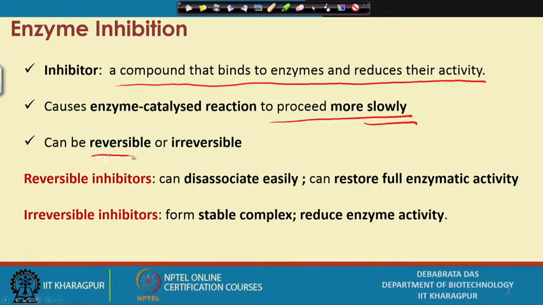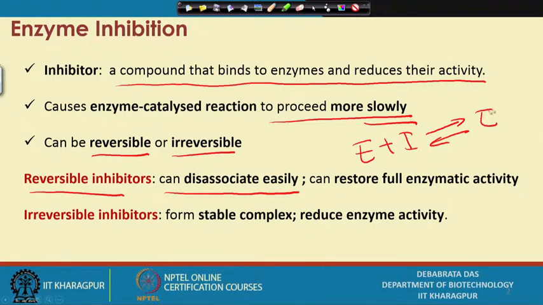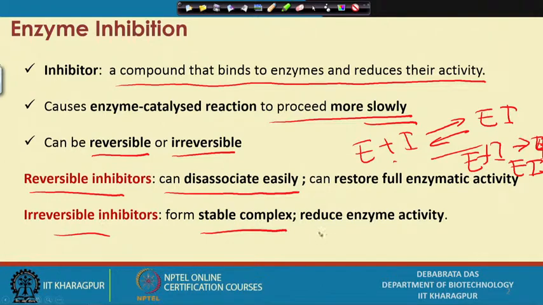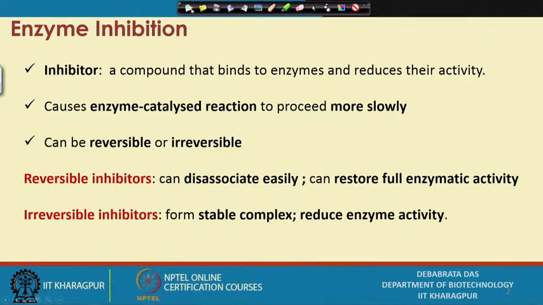There are two types of inhibition, one is reversible, another is irreversible. What do you mean by reversible inhibition? That means it dissociates easily. Suppose E plus I, where I is the inhibitor, forms EI, and again it will go back; that is reversible. Irreversible means this EI is a stable complex and reduces the enzyme activity. One thing I want to highlight: in the case of a reversible inhibitor, it is possible to restore some of the enzyme activities.